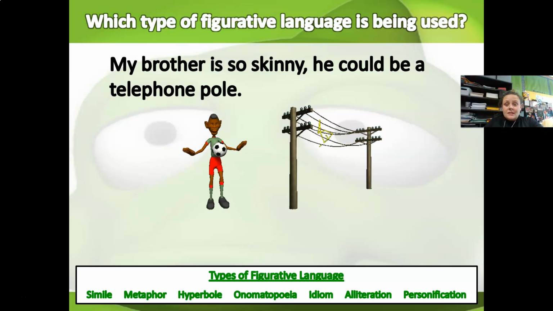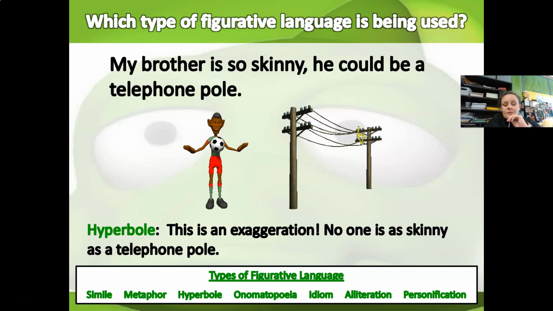My brother is so skinny, he could be a telephone pole. What do you think about that one? It's hyperbole. It's an exaggeration. No one is as skinny as a telephone pole, right? But they're exaggerating that.